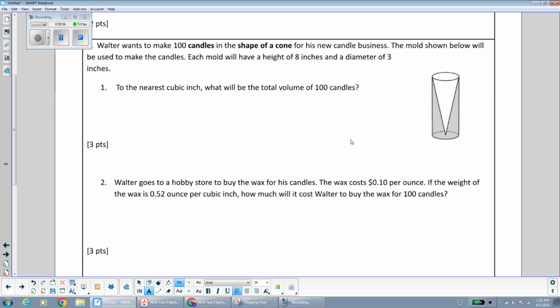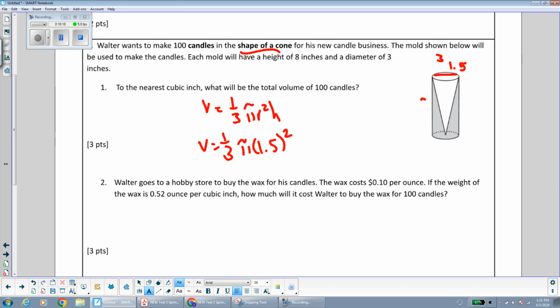Okay, for the next one over here, we need the volume of 100 candles. The candles are just the cone. It says the candles are in the shape of the cone. The rest of it is the mold. So we have 1/3 pi r squared height to find the volume of a cone. Be careful here, the diameter is 3. That means that the radius is 1.5. And the height is 8 for each of the candles.